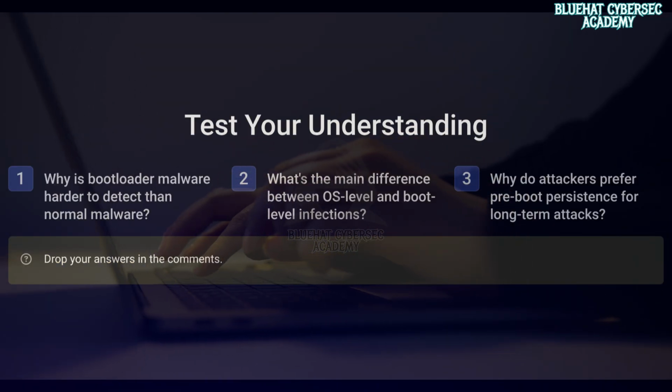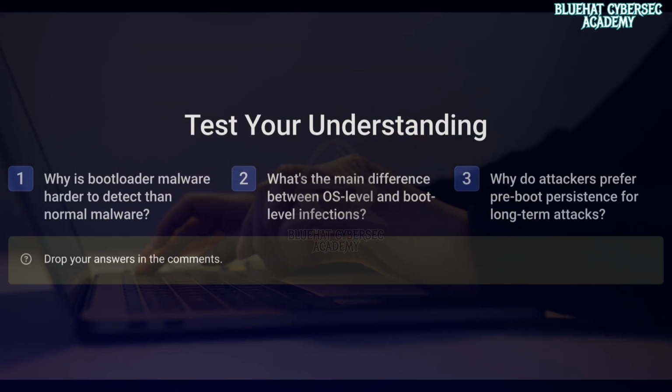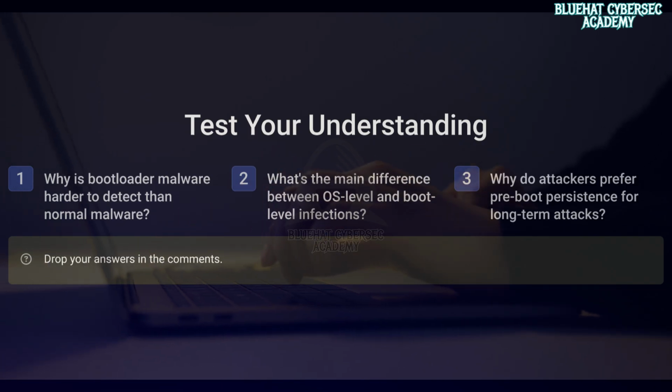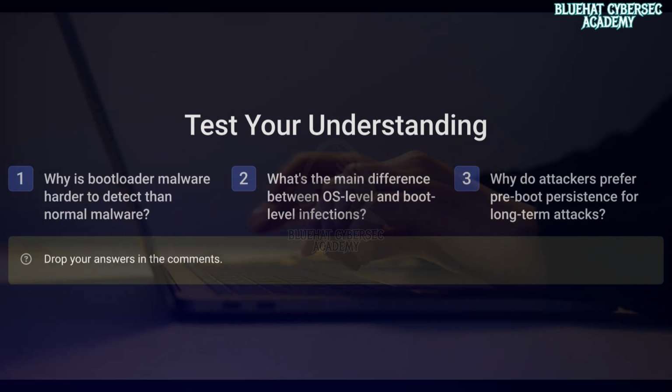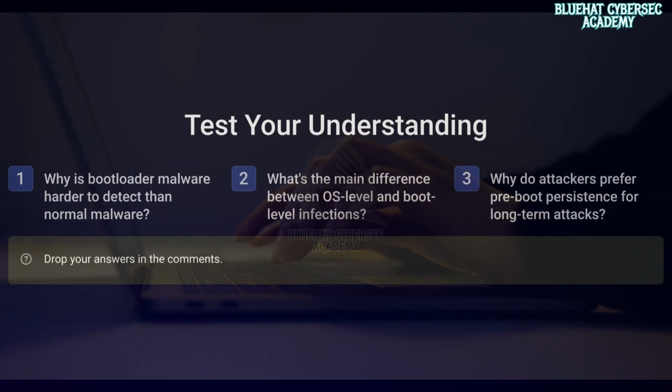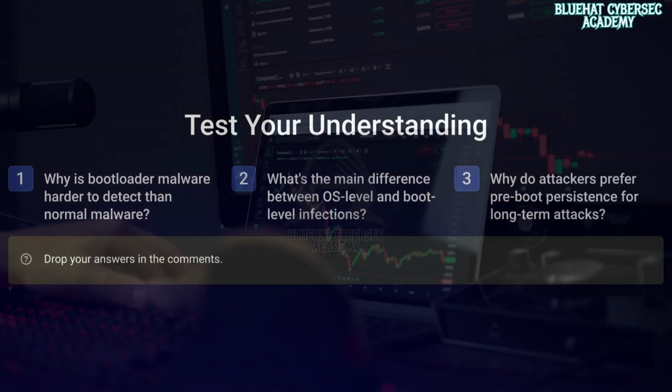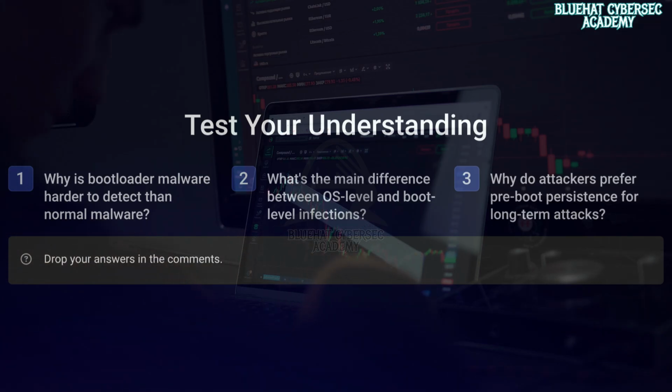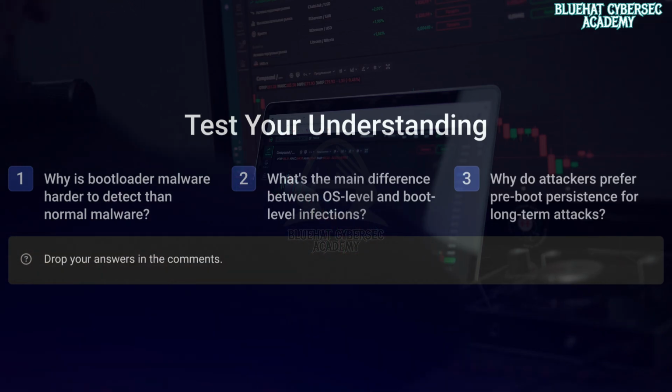So before wrapping up, let's make it interactive. Can you explain why bootloader malware is harder to detect than normal malware? What is the main difference between OS-level infections and boot-level infections? And why do attackers prefer pre-boot persistence for long-term attacks? Drop your answers in the comments and test your understanding.